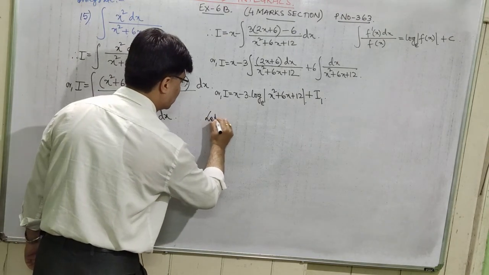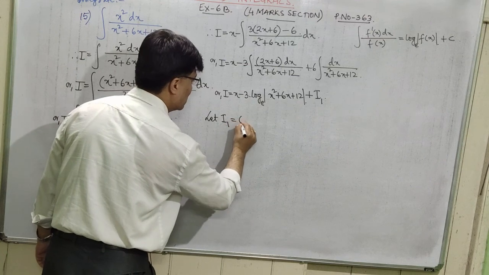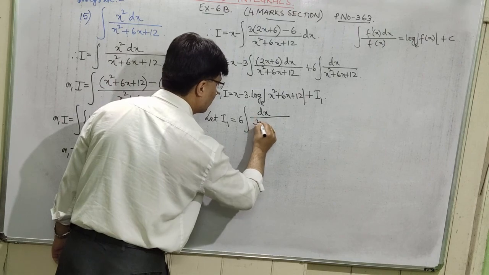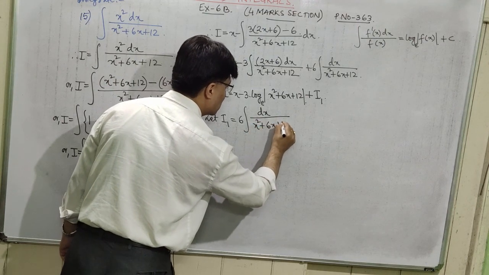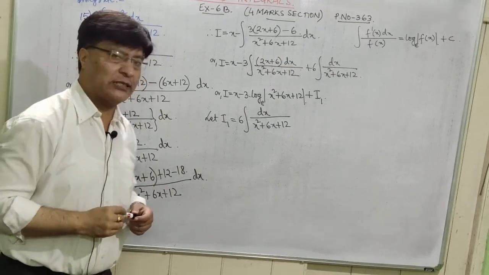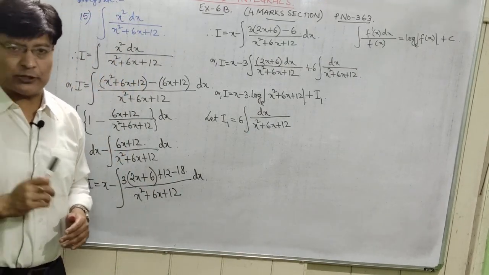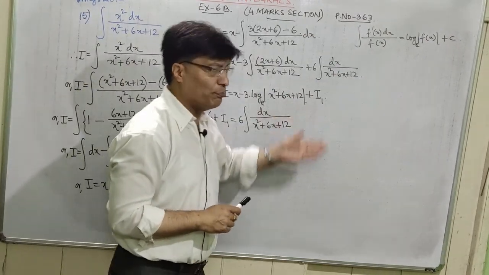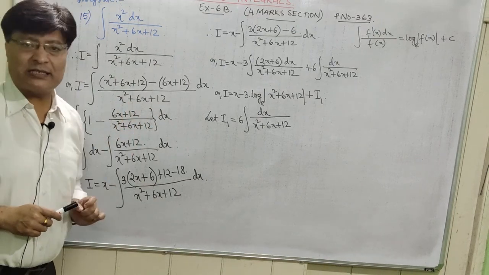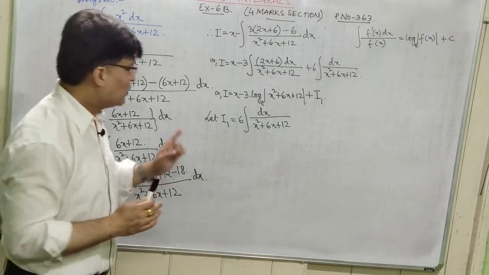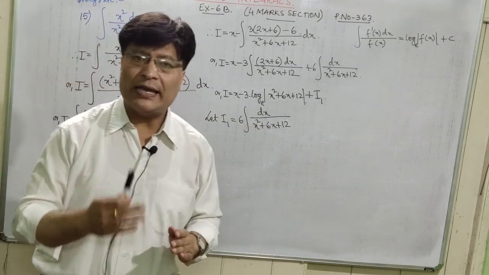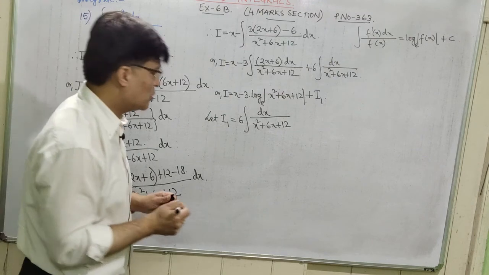So let I1 is equal to 6 integration of dx divided by x square plus 6x plus 12. So actually in the denominator we cannot factorize this expression. That's why we're using this method now. Okay, so now you can convert into standard integral form. So before that you have to convert this x square and x term in terms of perfect square, that is a square plus 2ab plus b whole square.